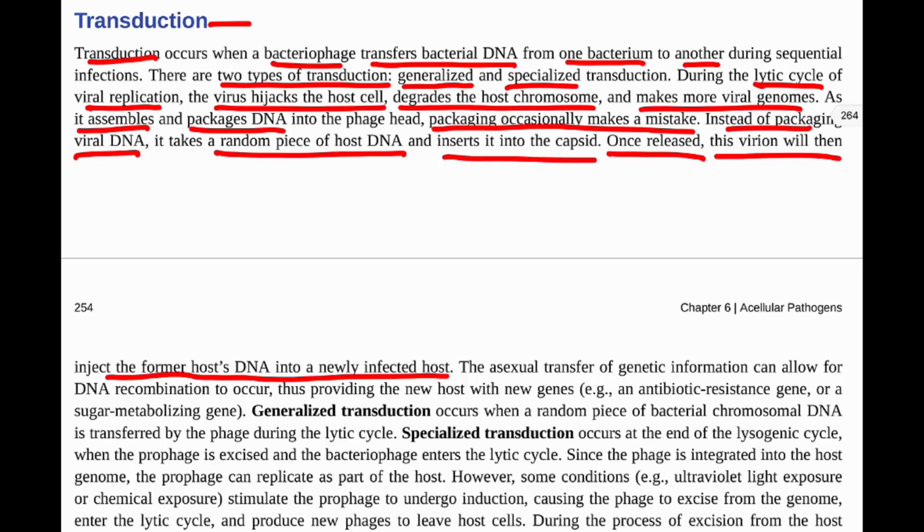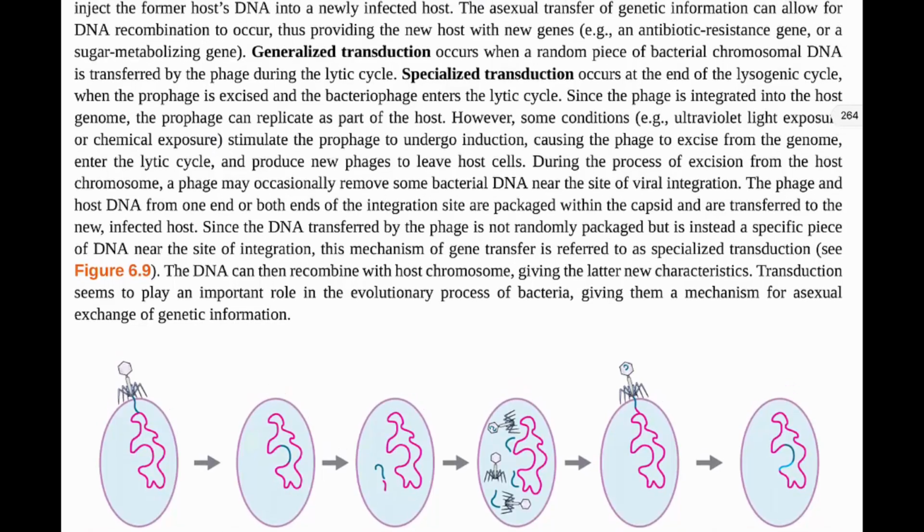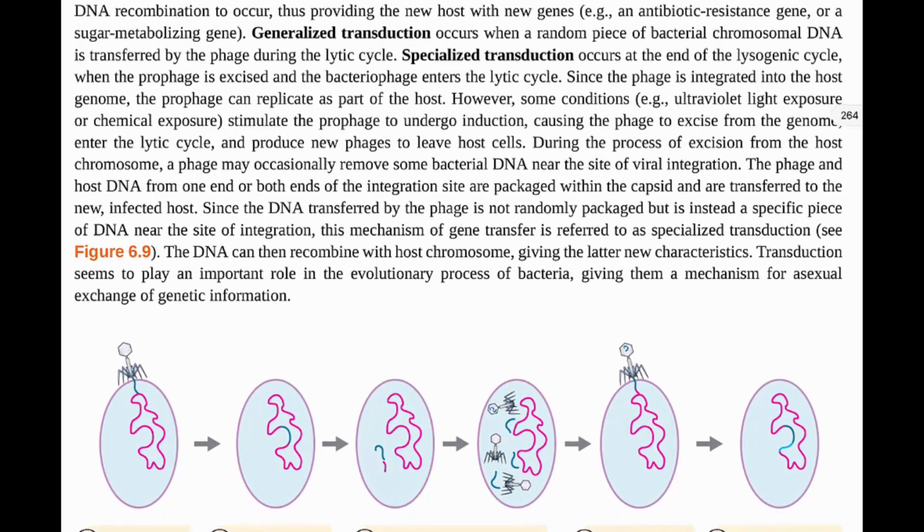So then this genetic information can allow for DNA recombination to occur. And then what happens is that the new host is going to get new genes from this. And this is seen, for example, in antibiotic resistance. So on accident, a virus, a bacteriophage, may pick up some sort of antibiotic resistance gene from one bacteria, and then through the process of infecting a new bacteria, it gives it that antibiotic resistance.